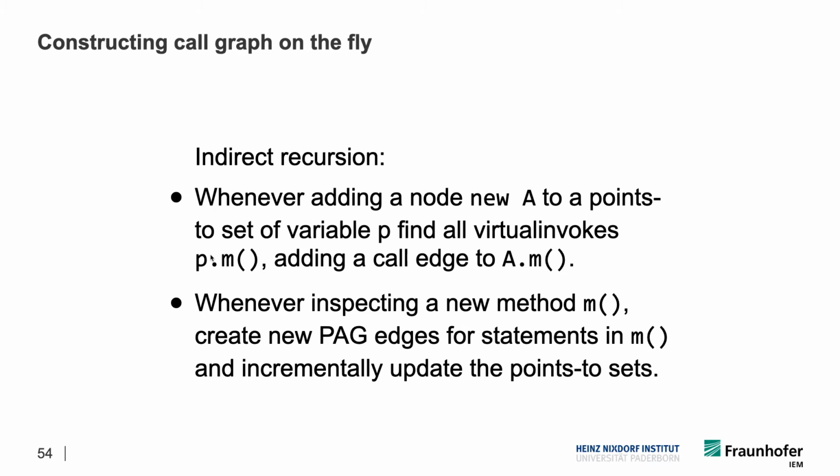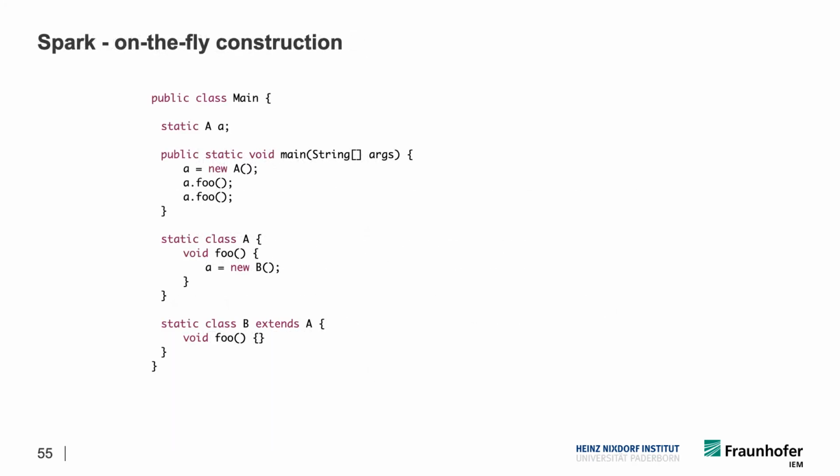And then whenever inspecting a new method M that now can be called because it has been added to this call site, it creates new pointer assignment graph edges for all the statements in M, and then incrementally updates all the points-to sets. So you have a recursion between creating new call graph edges and updating points-to sets. So for instance, let us take a look at this example here, where we are creating first some A object here, which is then calling foo, which will resolve to that particular method here, which is then overwriting this variable, actually the static variable A here, with a new B object, which then actually makes potentially this foo method reachable as well.